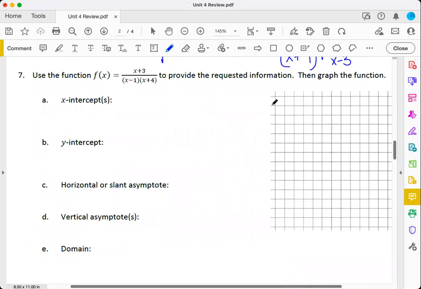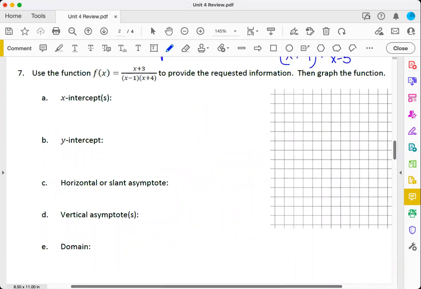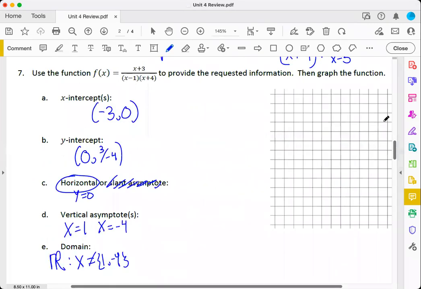I'm going to give you a minute to try 7. So you're asked to give all these features here. I hope that this is more than enough. Again, x-intercepts, you get that from setting the top set of factors equal to 0 and solving that. Y-intercept occurs when x is 0, so again, just plug in where x equals 0 everywhere. That's a key thing.